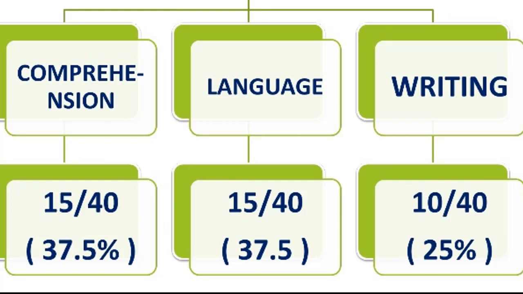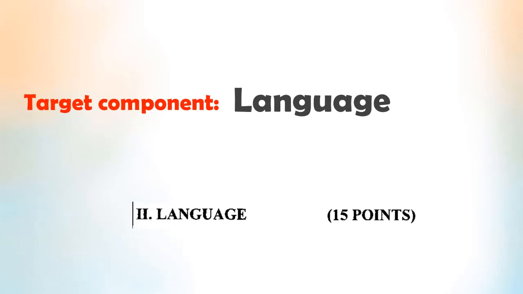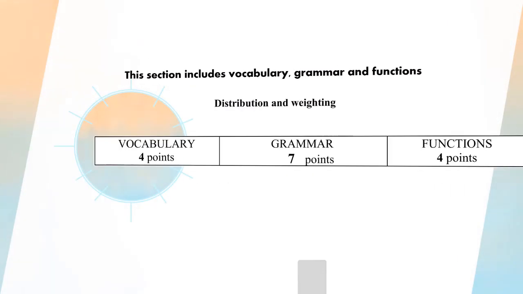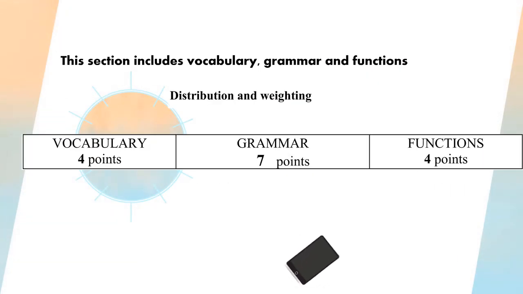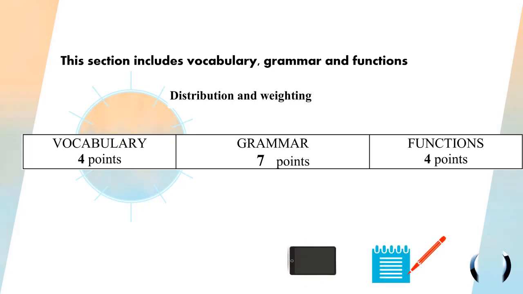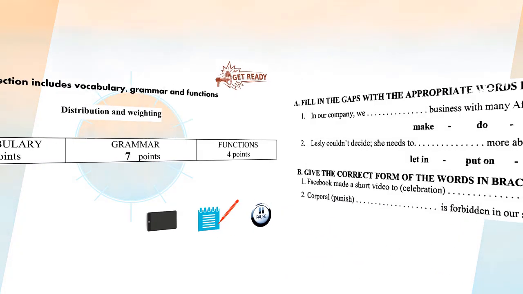In the exam, as you know, there are three sections: reading comprehension, language, and writing. We are going today to focus on the language component because it is worth 15 points out of 40. The language section includes vocabulary, grammar, and functions. Let's begin with the first slide.